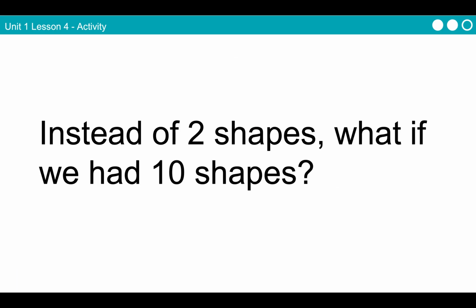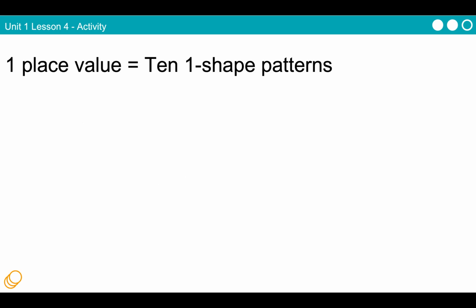So instead of 2 shapes, what if we had 10 shapes? Let's take a look at what that looks like. So one place value equals 10 one-shape patterns. So this will look familiar to you.